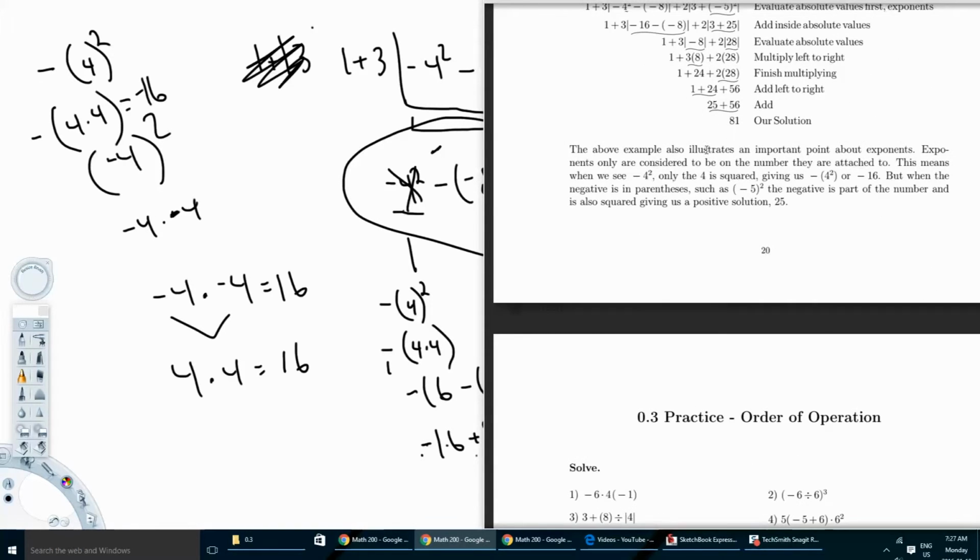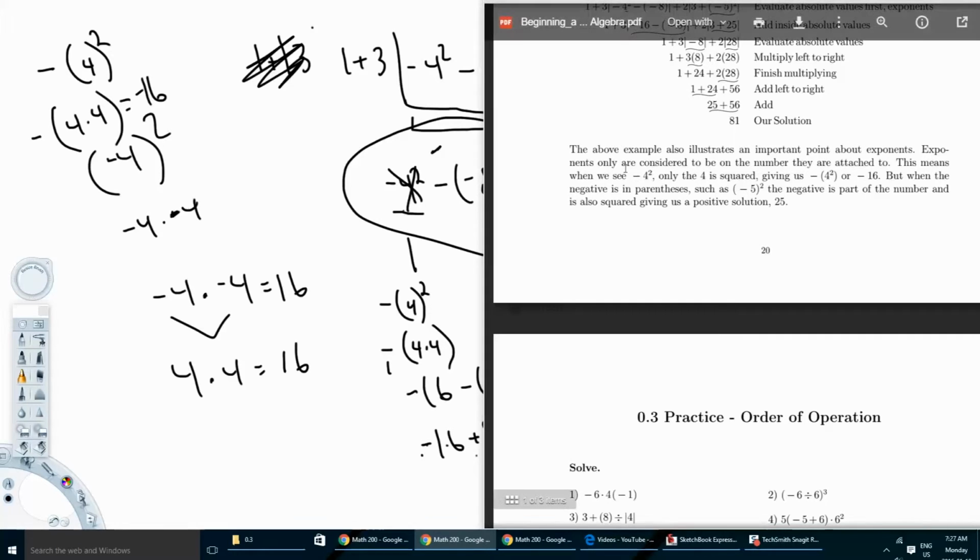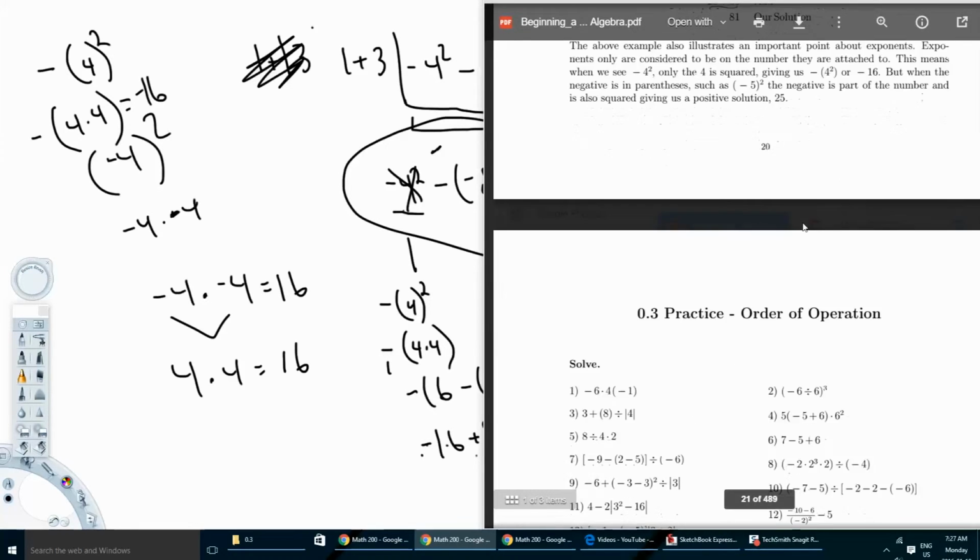Okay, our above example illustrates an important point about exponents. Exponents are only considered to be a number they are attached to. This means when we see negative 4 over 2, only the 4 is squared, giving us a negative. That's basically what I explained to you.